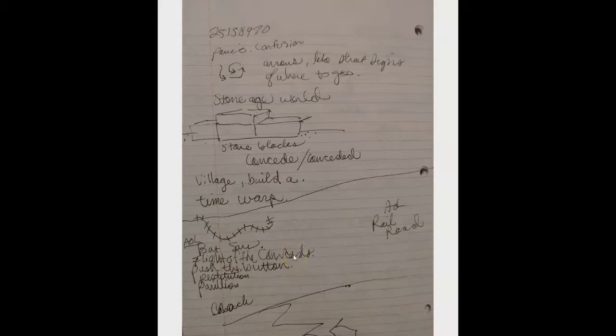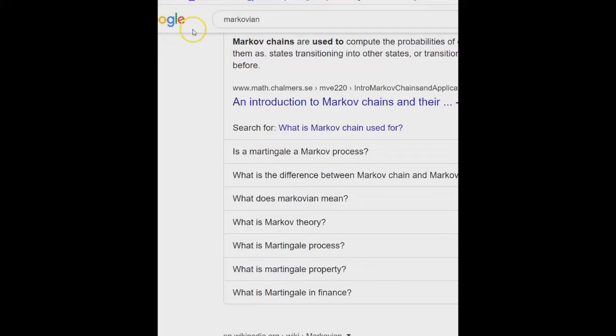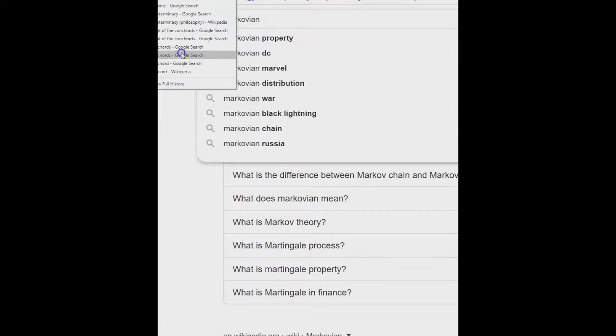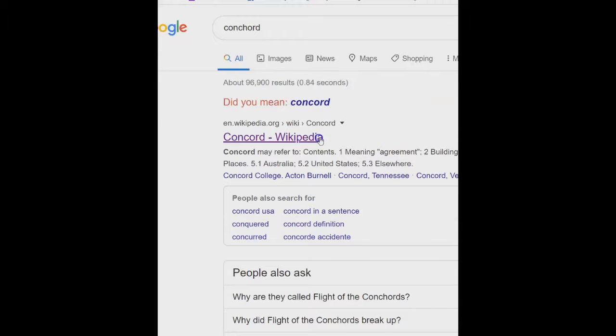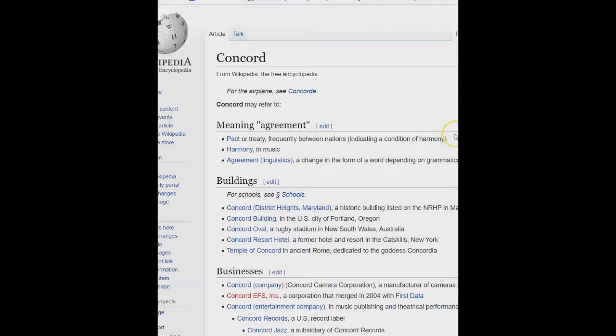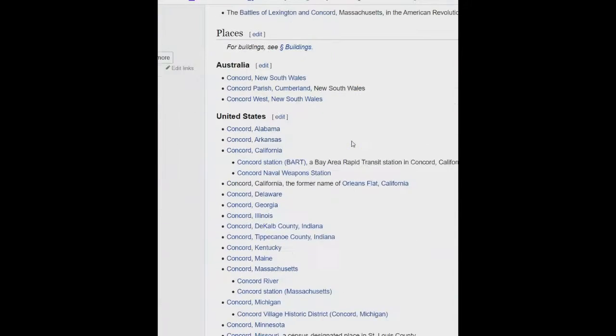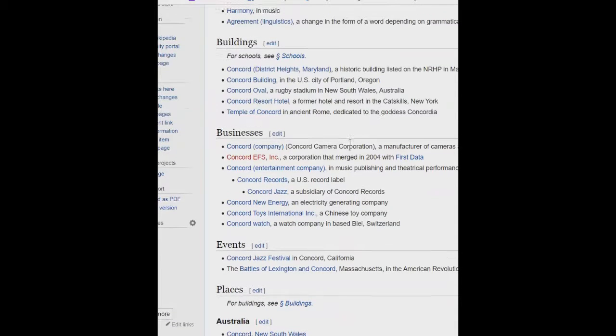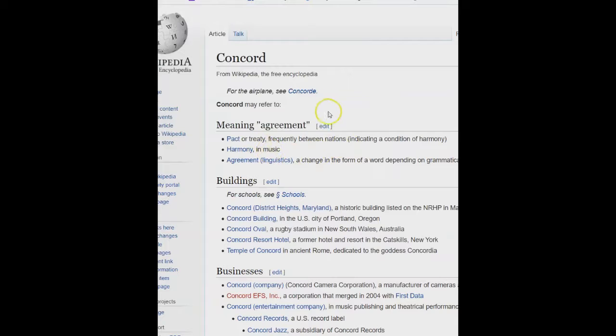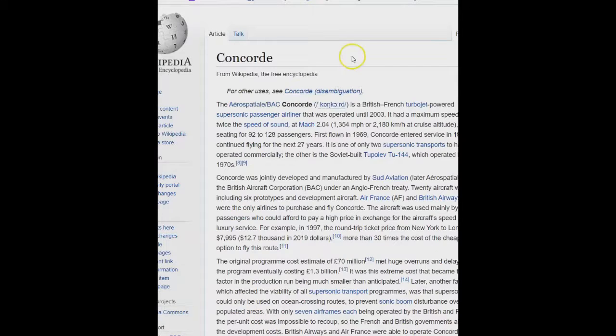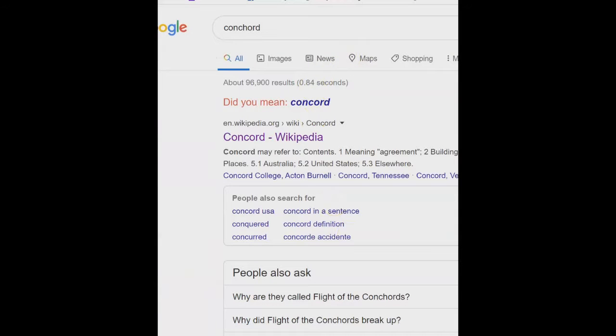Flight of the Conchords. Concord. Let's look that up. I know the TV show, but no. Concord. I'll look that up again. It's a pact or treaty frequently between nations. Harmony in music. Harmony, agreement in linguistics, a change in the form of a word. No. Something else. Yeah, pact or treaty. Concord jet. Alrighty.